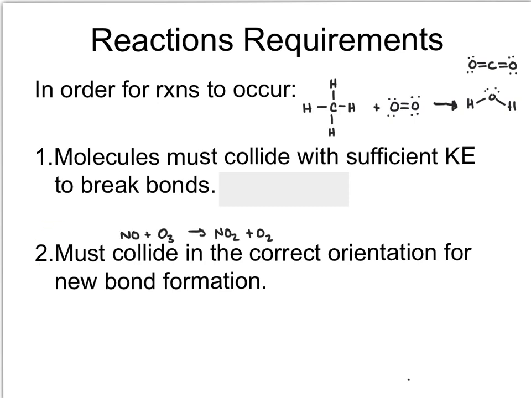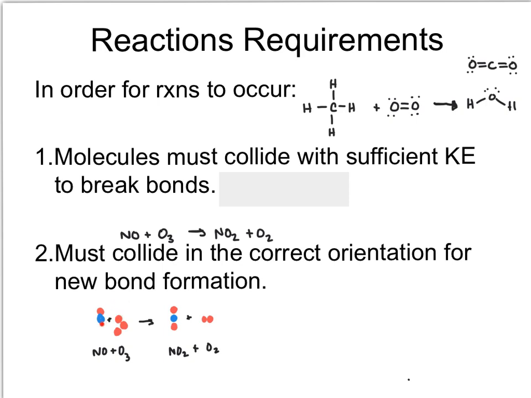Now, if we look at the second requirement, it states that molecules must collide in a specific or correct orientation for new bond formation to actually happen. Okay? So we're going to look at this generically with respect to this reaction here. If we look at this particle diagram, what you see here is an NO molecule and an O3 molecule. The NO molecule has its nitrogen atom pointing down, and it's directly across the way from one of the oxygen atoms in the ozone molecule.